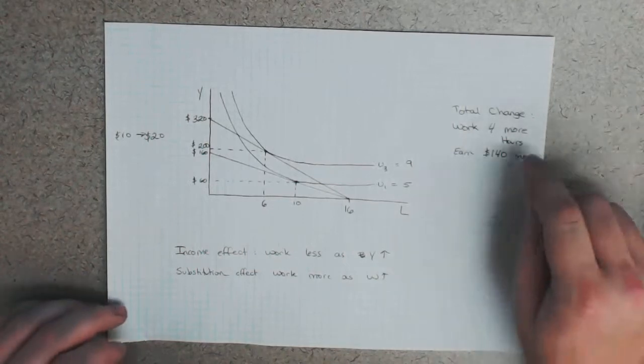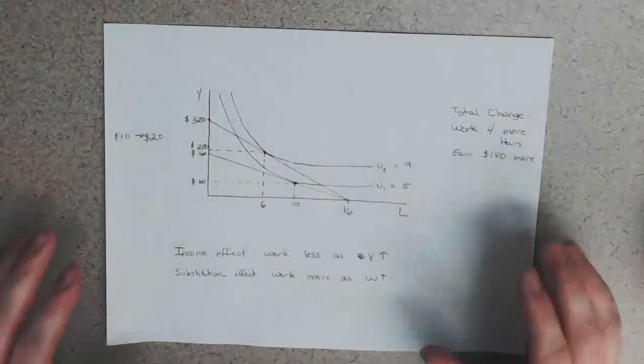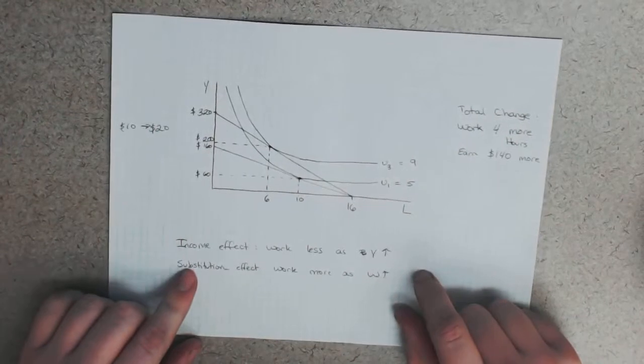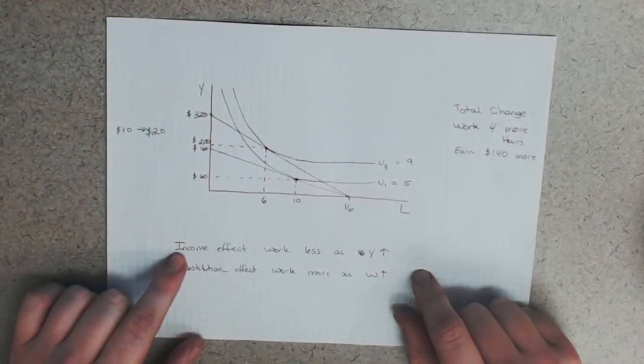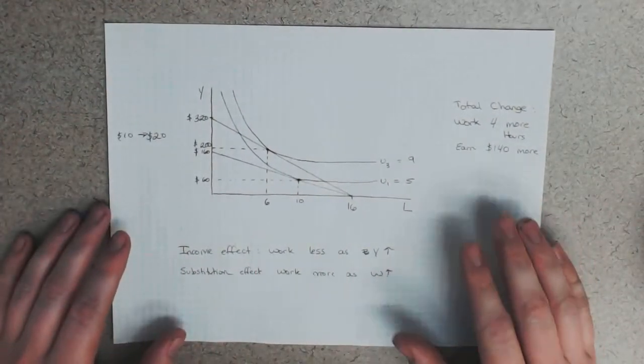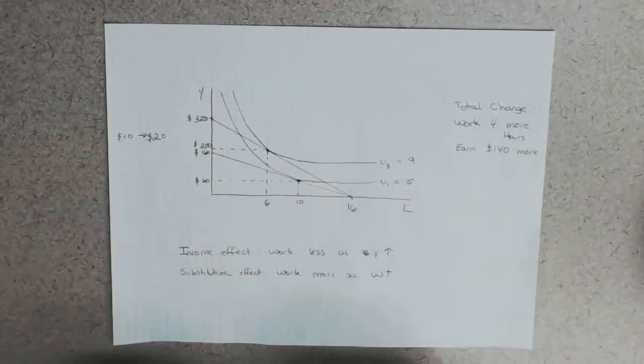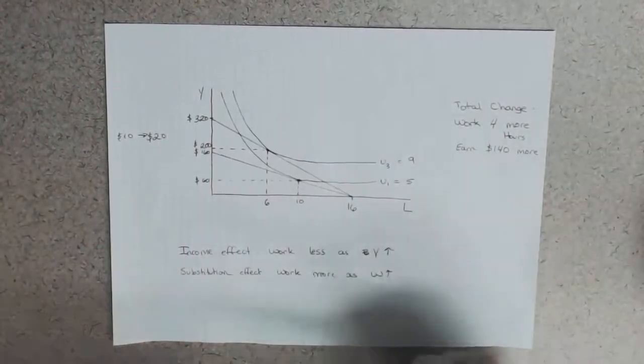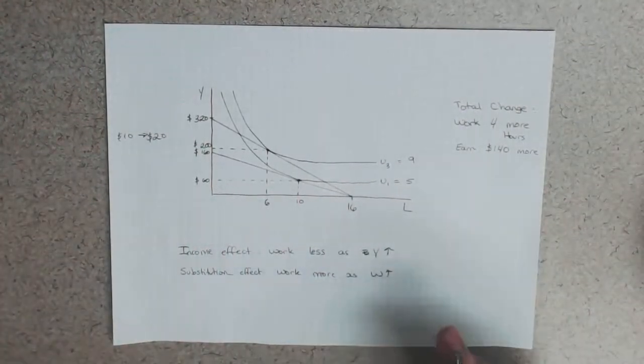So we know you're going to work more. So we already know that the substitution effect must be bigger than the income effect. We already know that that's true. But we want to know how much bigger. How we can do this is actually somewhat clever.